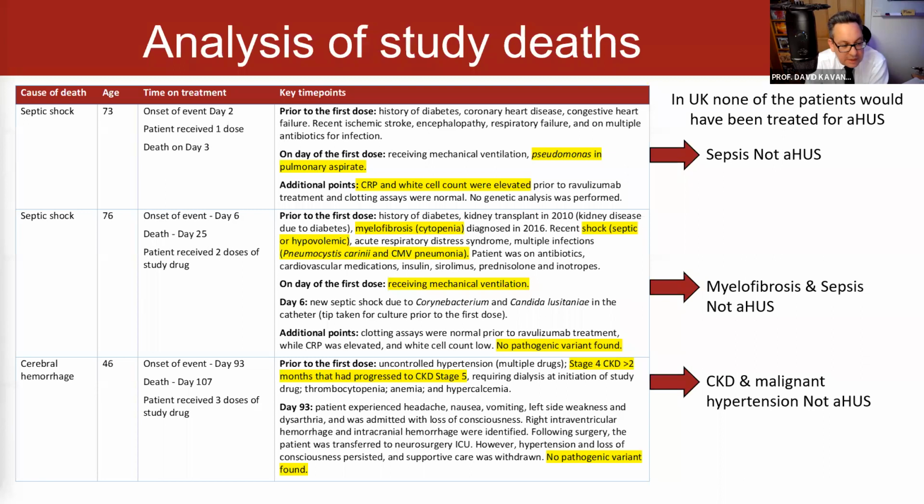The third patient essentially died of a cerebral hemorrhage. He was admitted with uncontrolled hypertension. He had multiple drugs. Before he was admitted, months beforehand, he already had CKD stage 2. So this was somebody with already profound renal impairment. And when he presented, he progressed to stage 5, he required dialysis. He had thrombocytopenia, anemia, and hypercalcemia.